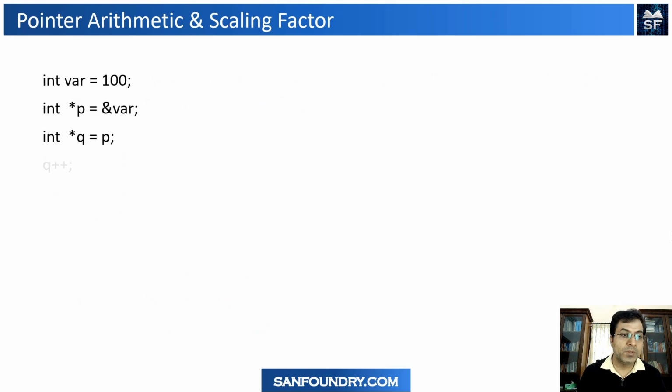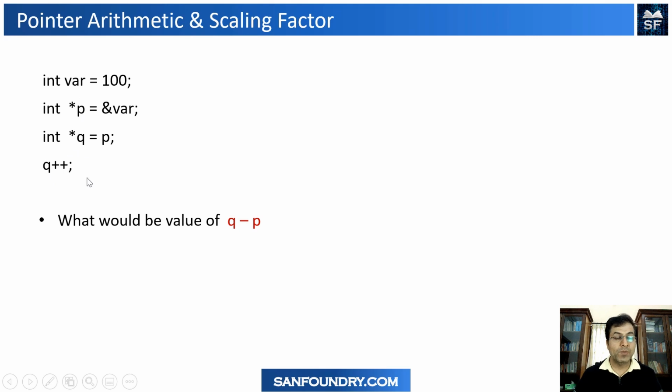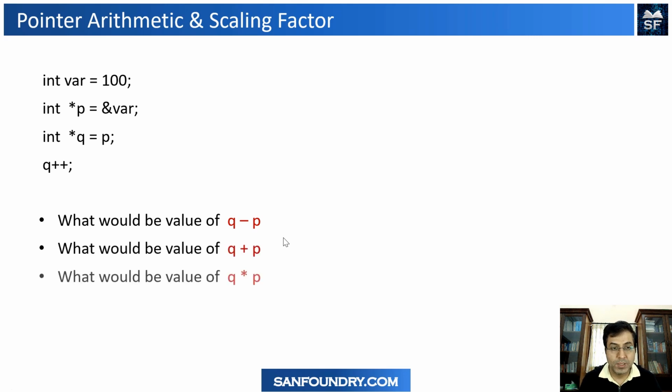What is sometimes not clear is what we want to do for arithmetic operations on two pointers. Okay, so in this example you will see p and q are pointers. P is pointing to an integer variable and q is again pointing to the same place, which means the addresses of p and q are the same. Later I incremented q by 1, so q plus plus, right? So when you say q plus plus, q got incremented by 4, right? Because it's an integer pointer. So what would be the value of q minus p, q plus p, q into p, right?